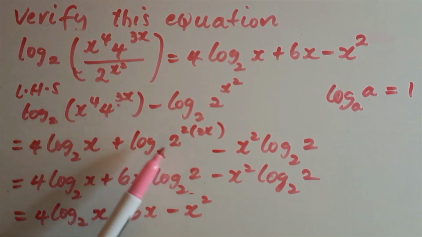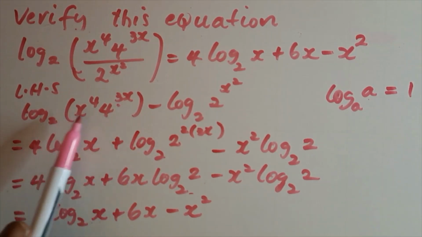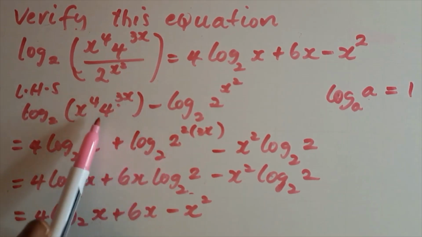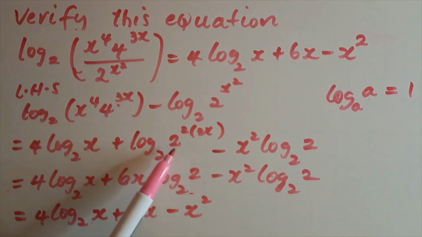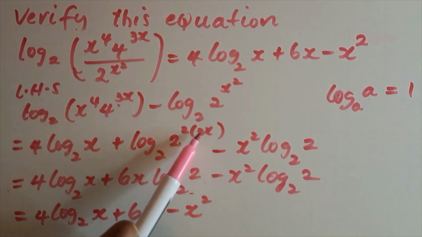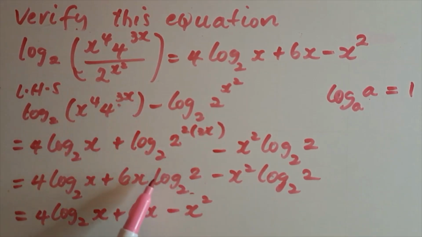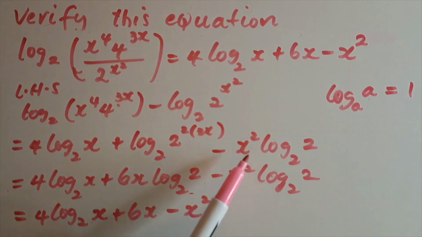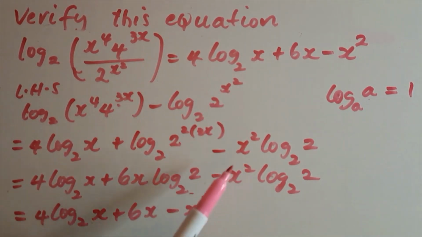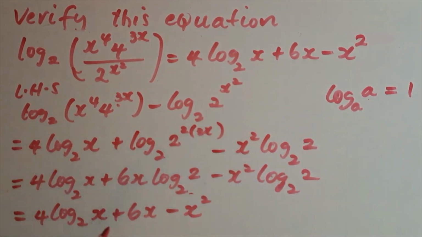And here when we have log to the base 2 of 4 to 3x, we've written 4 as 2 squared, and that becomes the multiplier of the index 3x to become 6x. And here we brought down a power x squared in front of log to the base 2 of 2. Now this becomes 6x, which we have here, 6x log to the base 2 of 2. And this remains as it was in this step. And we have x squared log to the base 2 of 2.